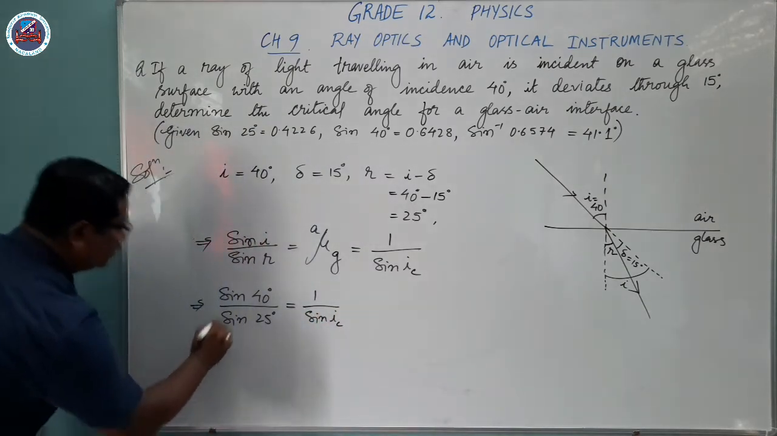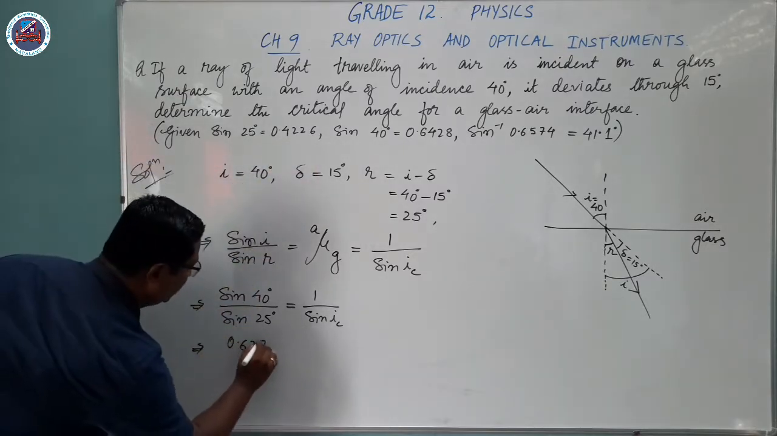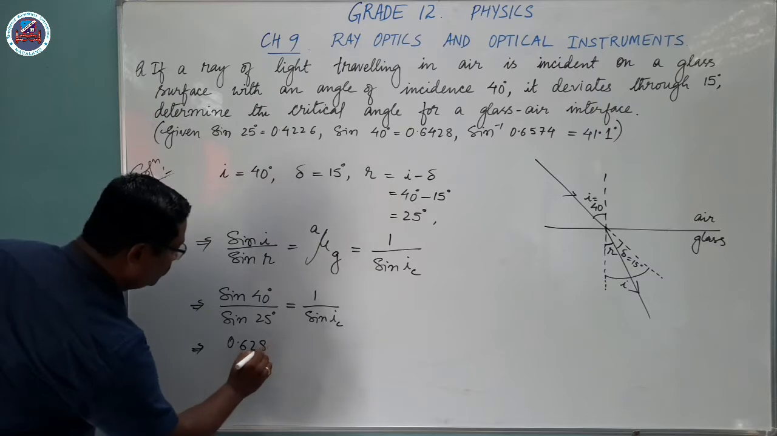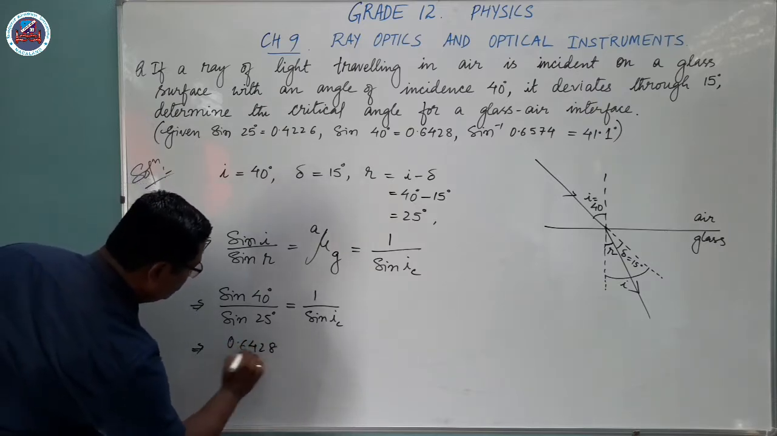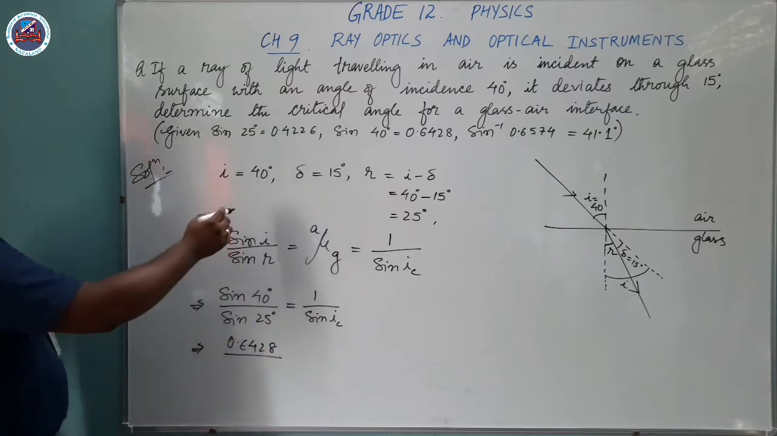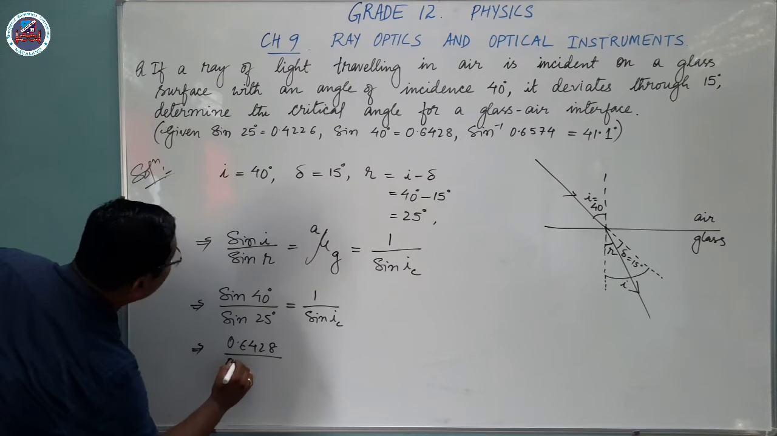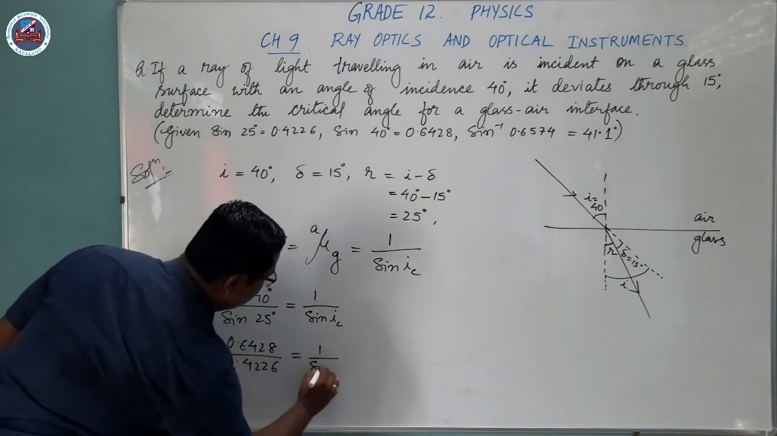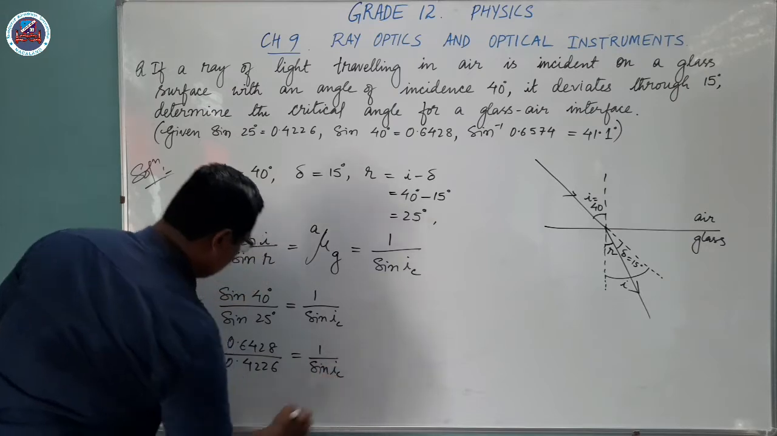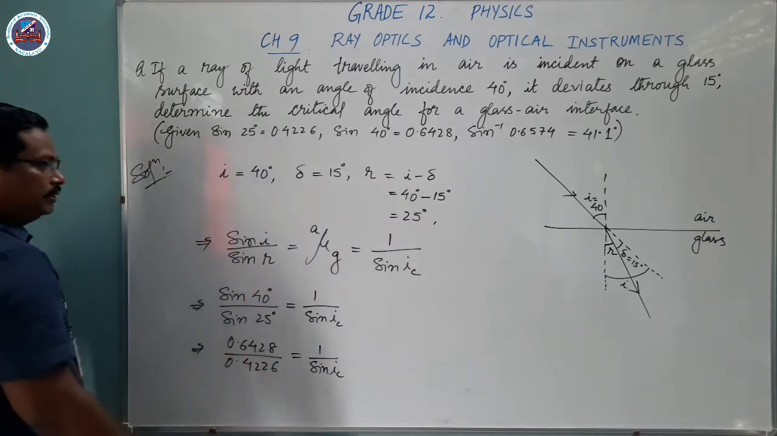Put the values. Sin 40 degrees you have 0.6428, divided by sin 25 degrees you have 0.4226, that is 1 by sin IC. After the decimal you have 4 digits, so remove it.